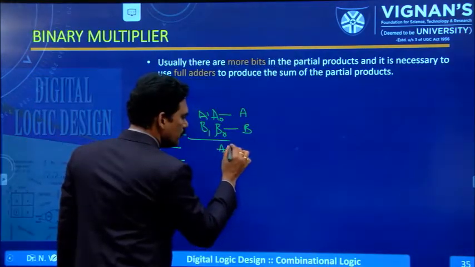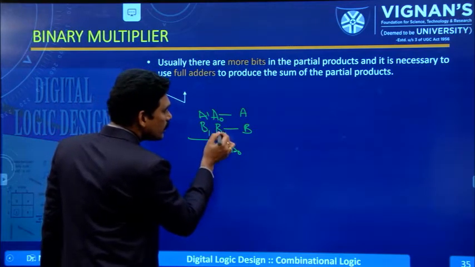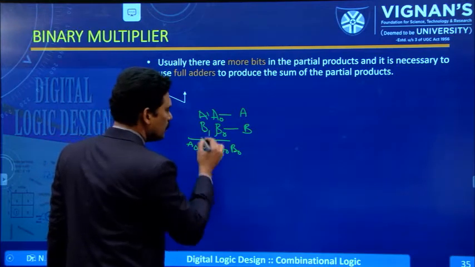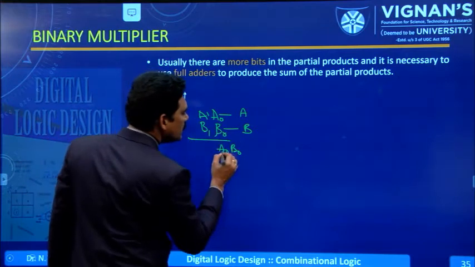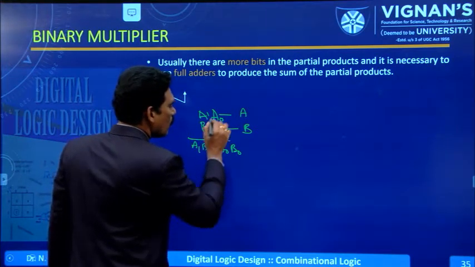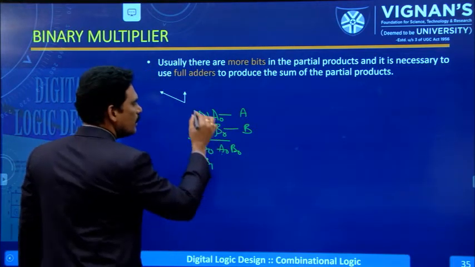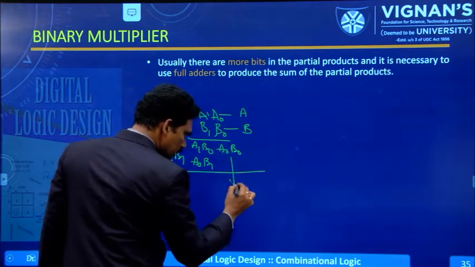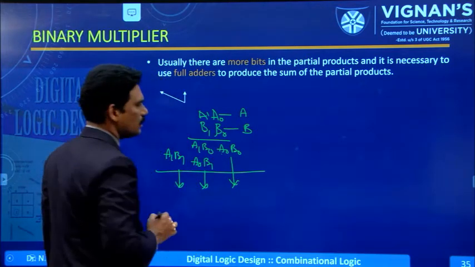A0 into B0. Next, A0 into B1. Next, what we are doing? See, this is A0 B0, this is A1 B0. Now what we are doing? A0 B1 and A1 B1. What is the result? Here we are performing the addition operation, and we are considering this as this.